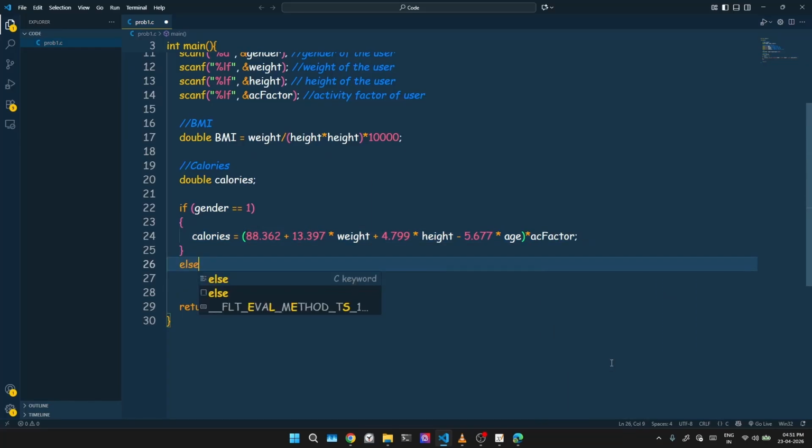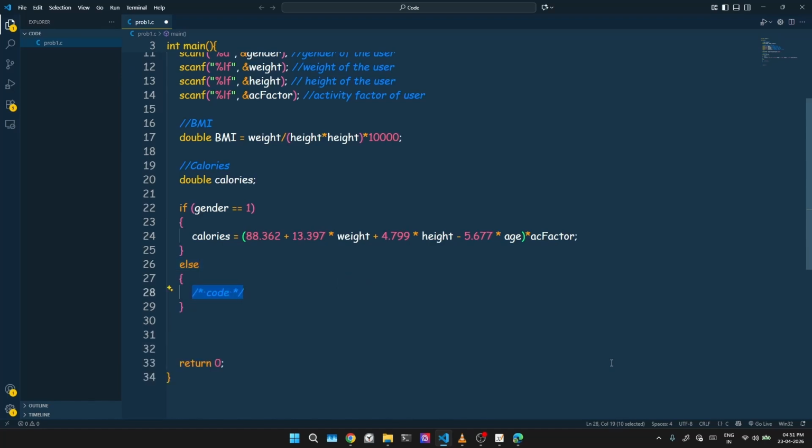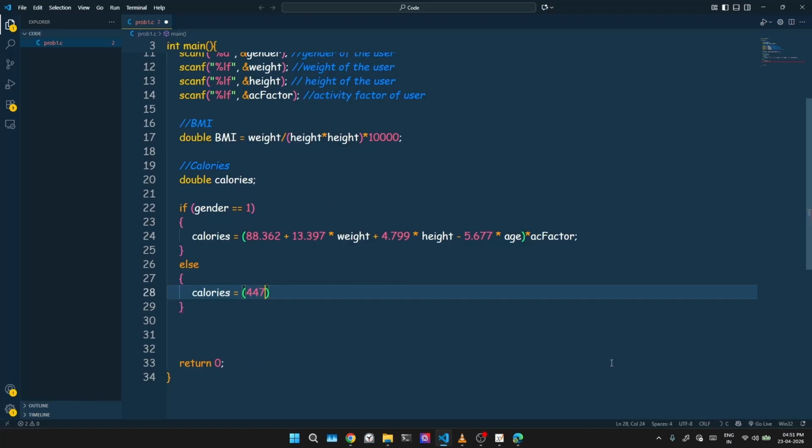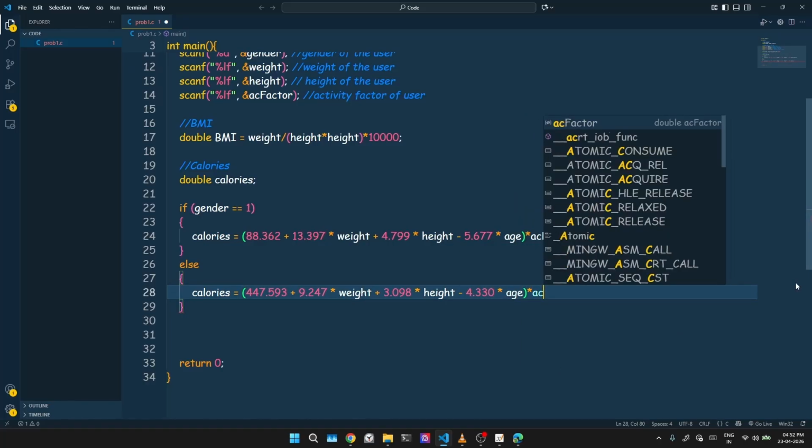And else, if the gender is female, let's assume the user gave the input either 1 or 2. So the calories will be equal to 447.593 plus 9.247 multiplied with weight plus 3.098 multiplied with height minus 4.330 multiplied with age, and this whole will be multiplied with the activity factor.